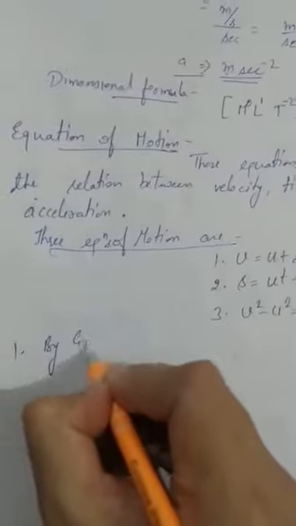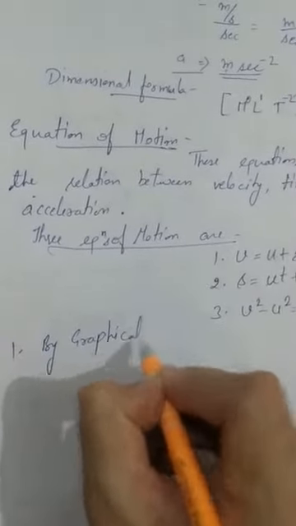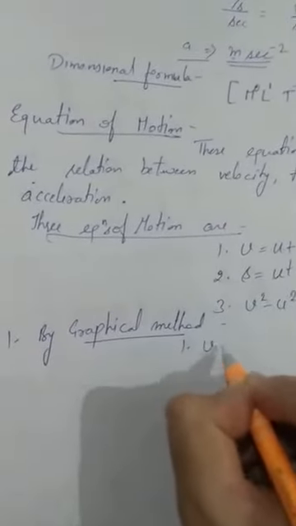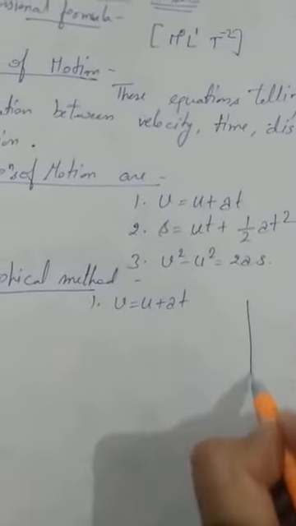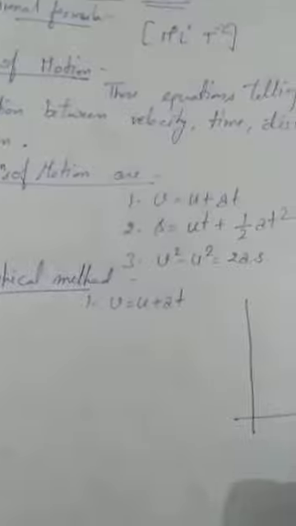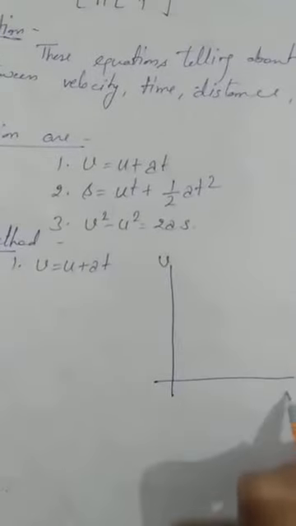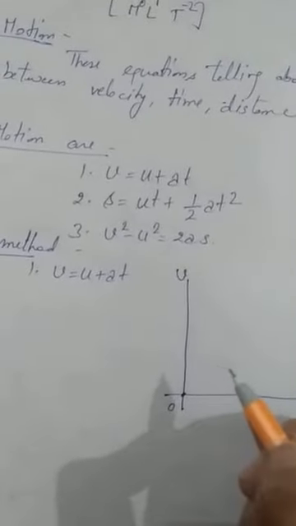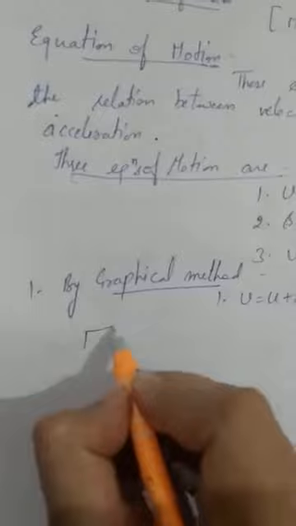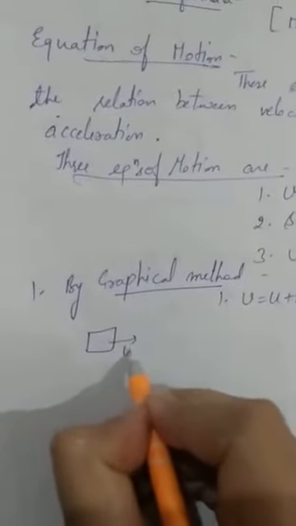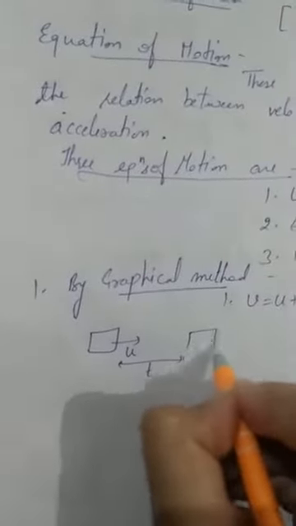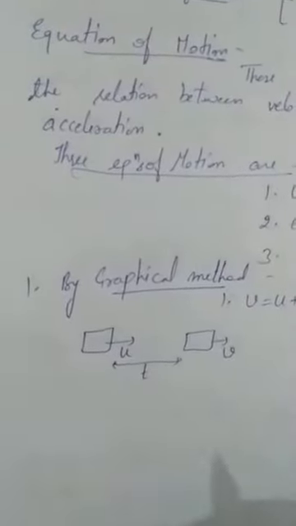By graphical method, first equation V equals U plus AT. First we will make the graph between velocity and time. This one is the velocity and time graph. Now initially this one is 0. Now an object starts moving. Let the object's initial velocity be U, and after some time, after t time, it will reach this point, where the velocity becomes V.